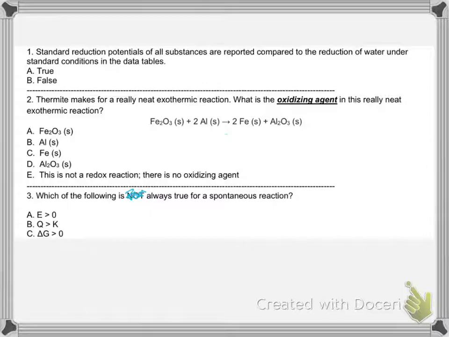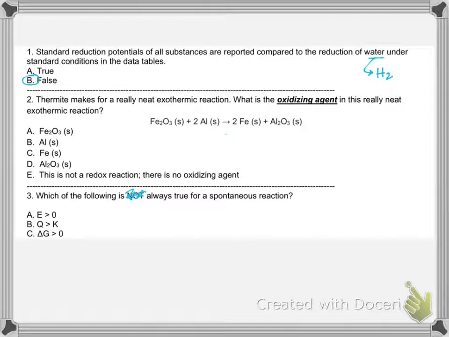The first question says that standard reduction potentials of all substances are reported compared to the reduction of water. So this is going to be false because instead everything is compared to the reduction of hydrogen. And if you didn't remember that, if you look at the data sheet, the value for hydrogen is 0 because everything else is compared to that.